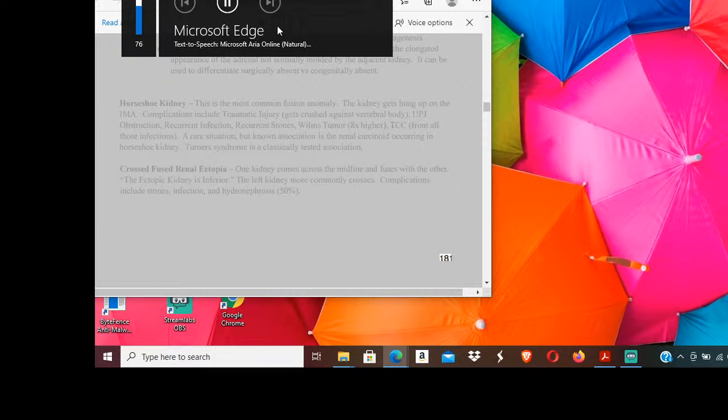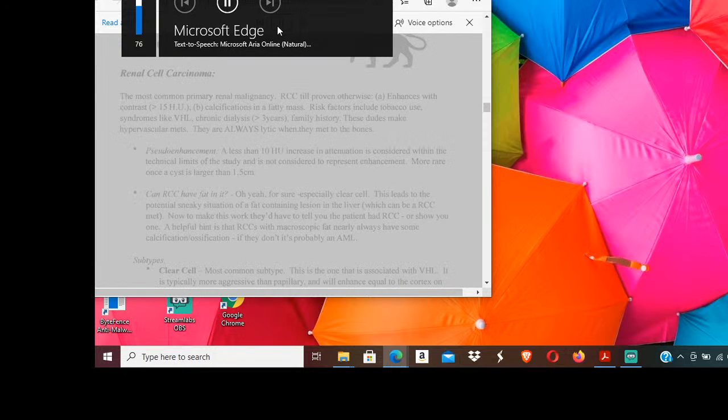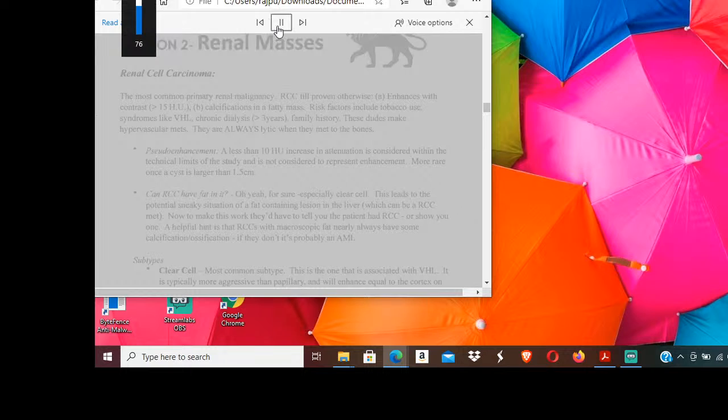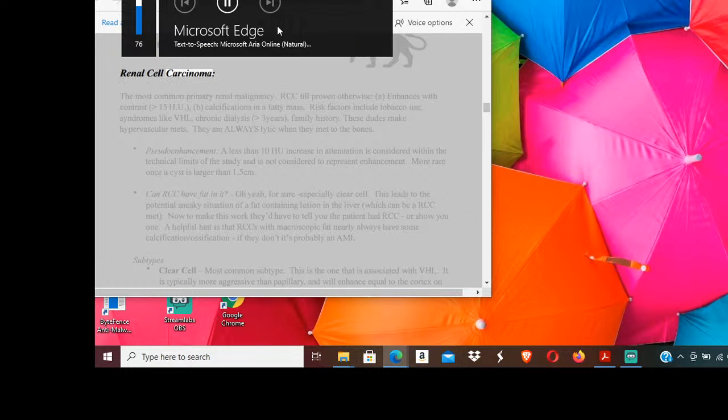Section 2. Renal masses. Renal cell carcinoma. The most common primary renal malignancy. RCC till proven otherwise. A. Enhances with contrast. B. Calcifications in a fatty mass.